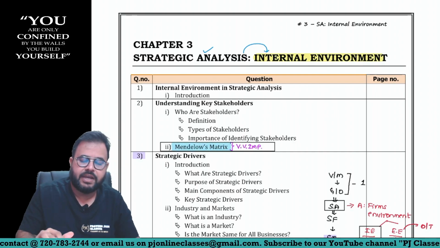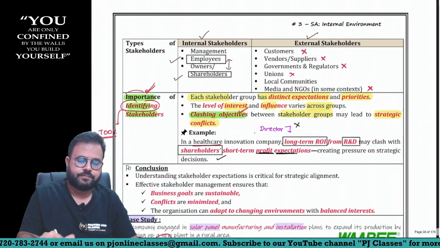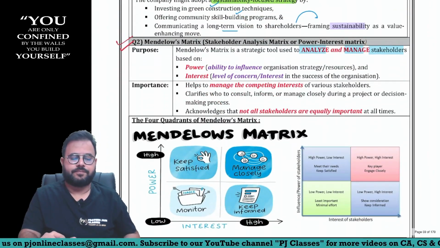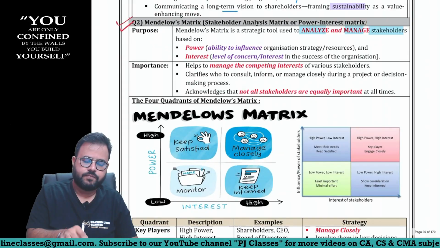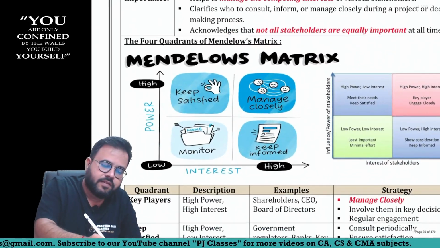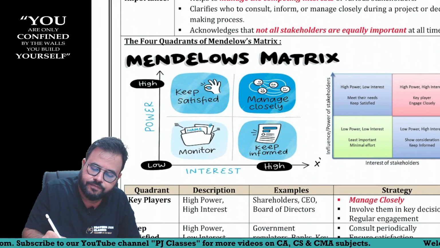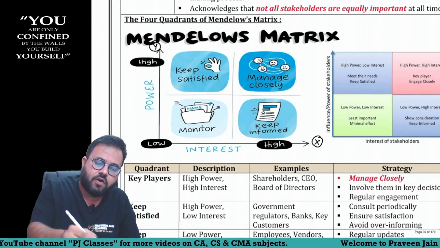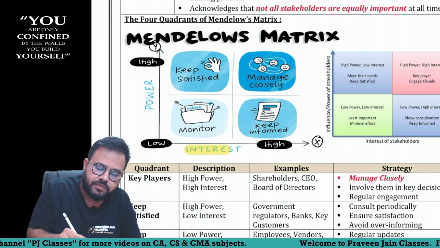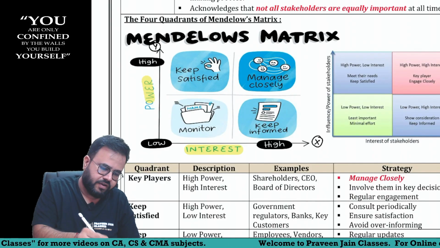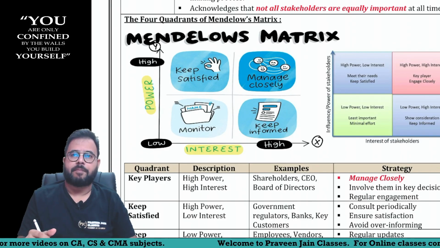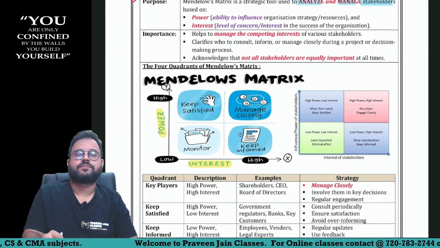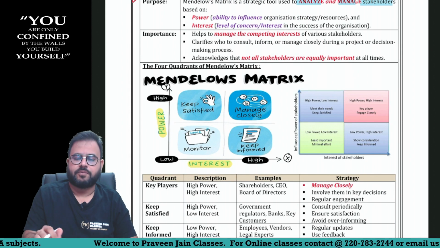Mendelow's matrix. So write down the heading as Mendelow's matrix. You can see this is your x axis, this is your y axis. On the x axis they are putting something called interest, on the y axis they are writing something called power. We will discuss it.